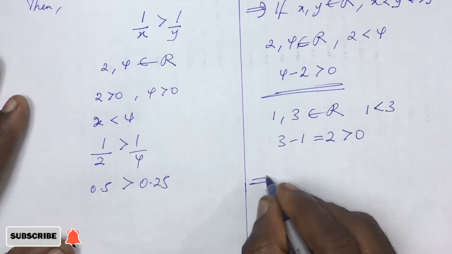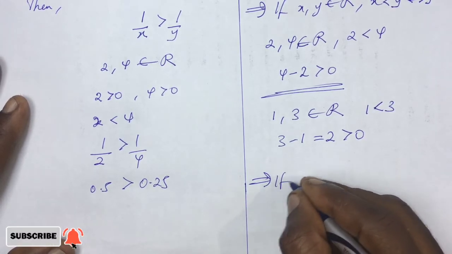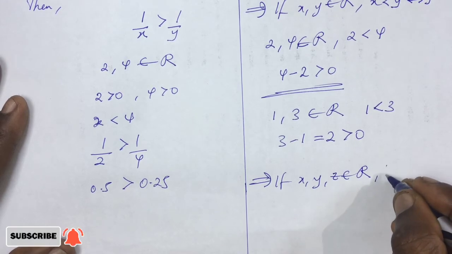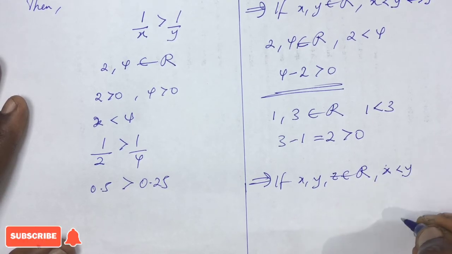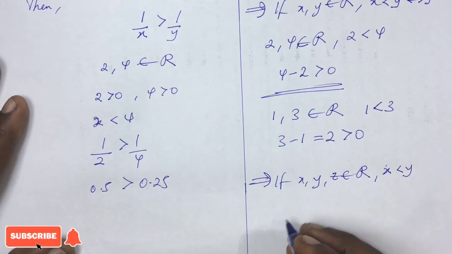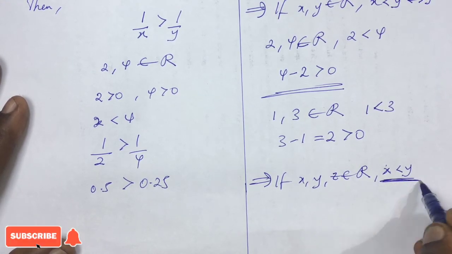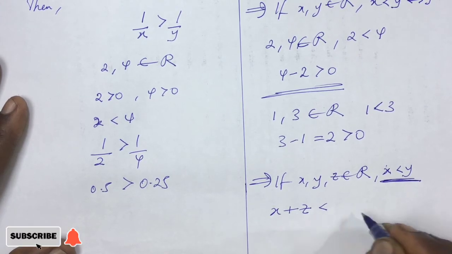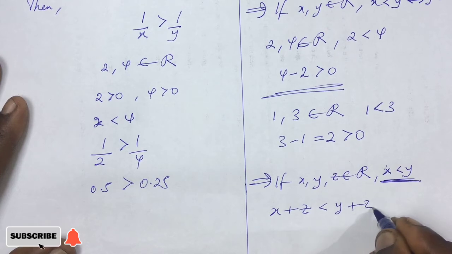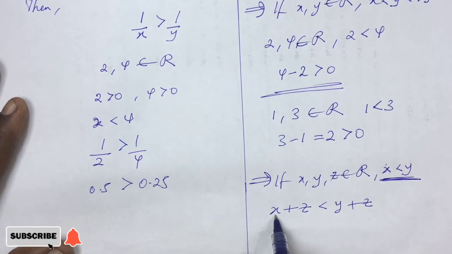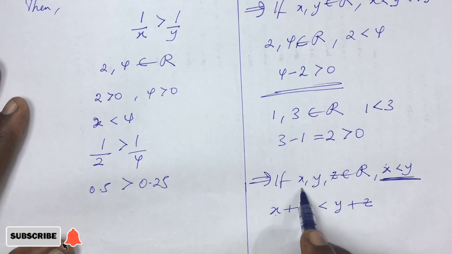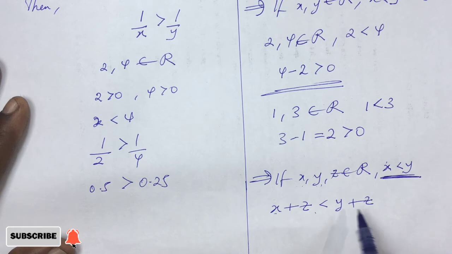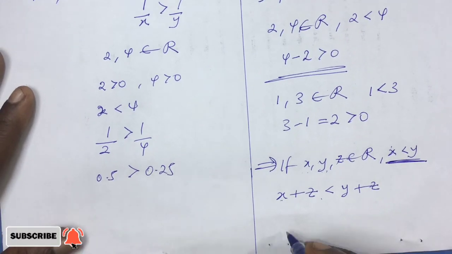Now, let's go to the next property I want to discuss. If x, y, and z are members of R, and in particular x is less than y, then it implies that x plus z will be less than y plus z. So if you add z to x and you add the same z to y, when we know very well that x is less than y, then x plus z will still remain less than y plus z. So let's check it out.